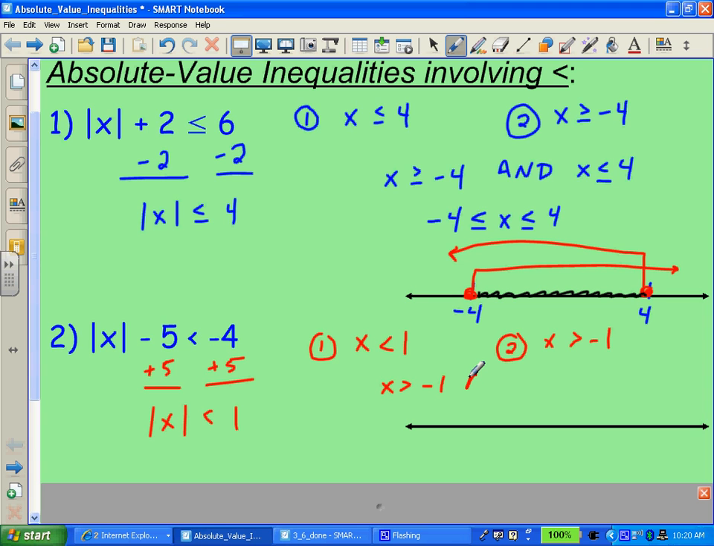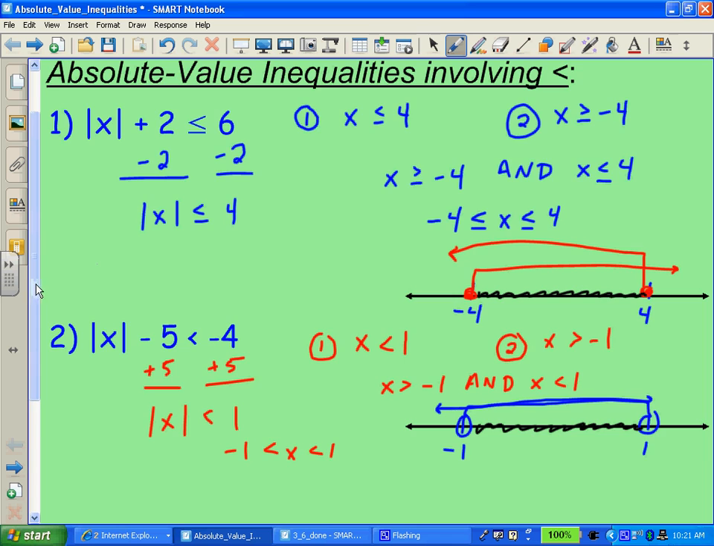Again, I'm going to write this so that the smaller number comes first. So x greater than negative 1 and x less than 1. If I write that as a compound inequality, it would look like this. Then on my graph, I'm going to put negative 1 on here and 1 on here. Greater than negative 1, so open circle to the right. Less than 1, so open circle to the left. And they intersect in the middle.